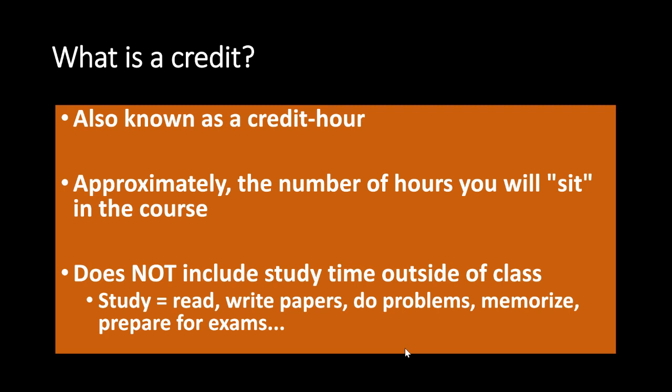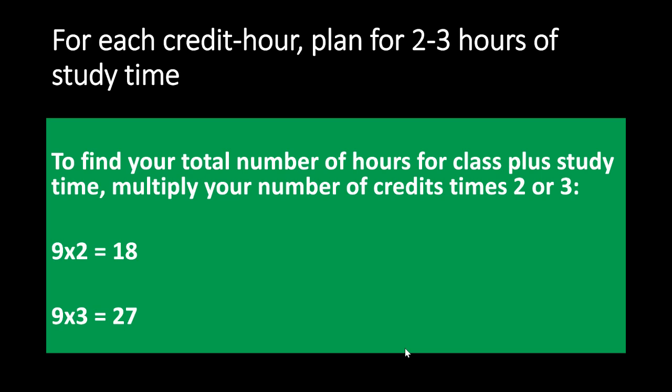Now, I want to make sure you understand this because students often underestimate how much time it will take them to be able to complete all their study time. There's a little formula that you can use. In college, we say that for each credit hour, you want to plan for 2 to 3 hours of study time. So to find your total number of hours for class plus study time, multiply your number of credits times 2 or 3.